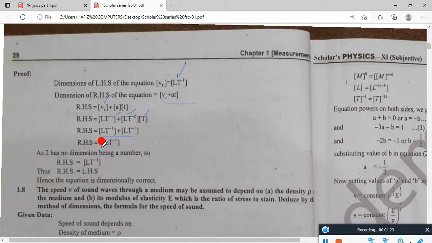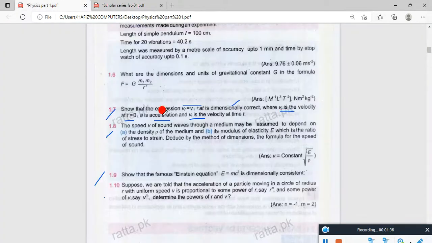When we combine both these dimensions, we get 2 times LT^-1. 2 has no dimension, it's a constant, so we will ignore that. Right hand side is equal to left hand side, so this is dimensionally correct, which is what is asked in this problem. Next numerical problem is 1.8.